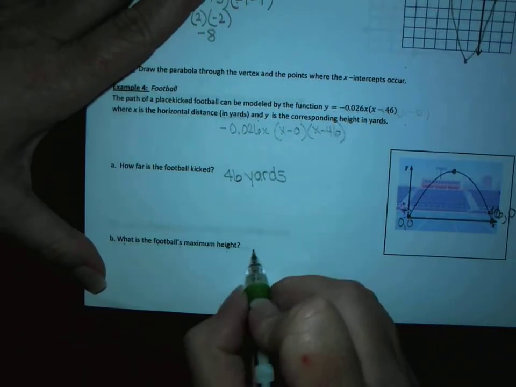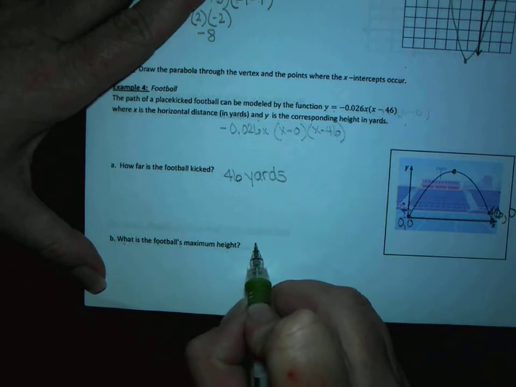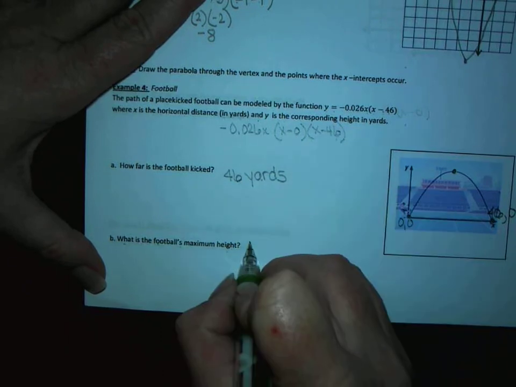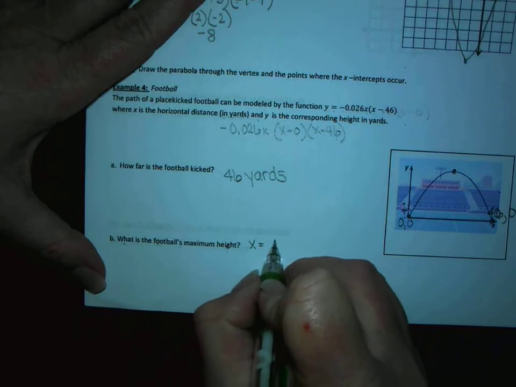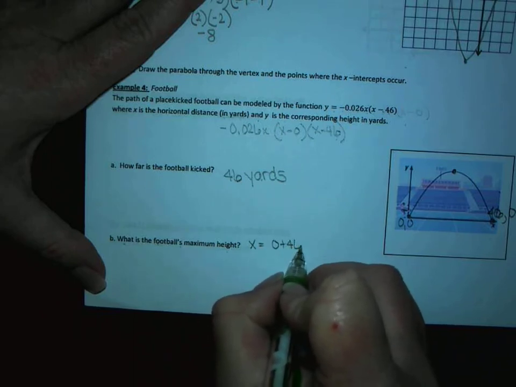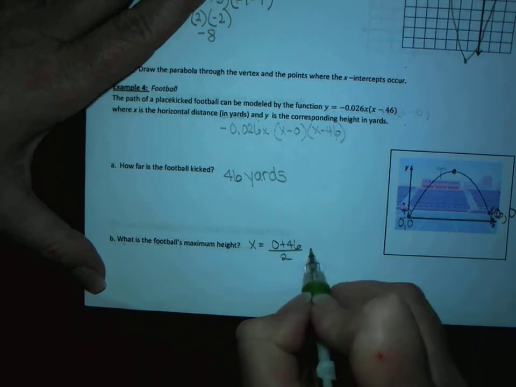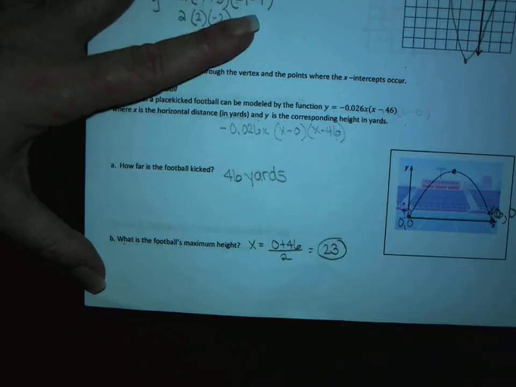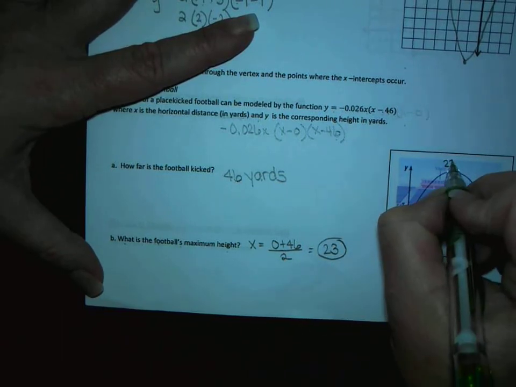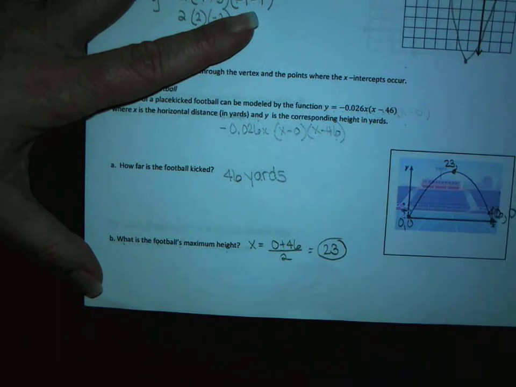So again, you have to have your P and your Q, and remember your P and your Q are 0 and 46. To find your X, you're going to go 0 plus 46, and you're going to divide that by 2, and that's going to give you 23. So your X coordinate of your vertex is 23.